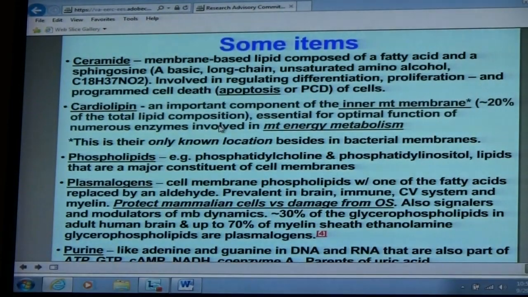Phospholipids include phosphatidylcholine and phosphatidylinositol, lipids that are major constituents of cell membranes. And plasmalogens are certain cell membrane phospholipids in which one of the fatty acids is replaced by something called an aldehyde. These are particularly prevalent in the brain, immune system, cardiovascular system, and myelin, all domains that have been reported to be affected in Gulf War veterans and are known to protect mammalian cells against damage by oxidative stress. And as mentioned, purines like adenine and guanine are not only involved in DNA and RNA, but are also part of ATP, GTP, and other cell energy-related compounds, and also are parents of uric acid. Next slide.